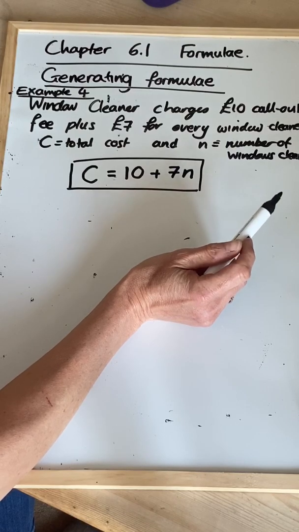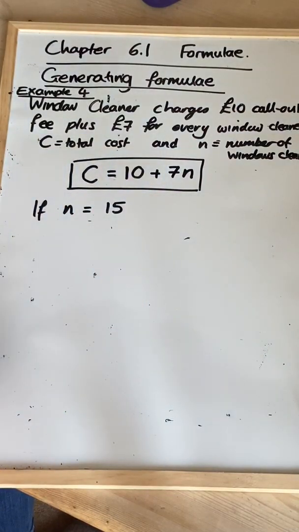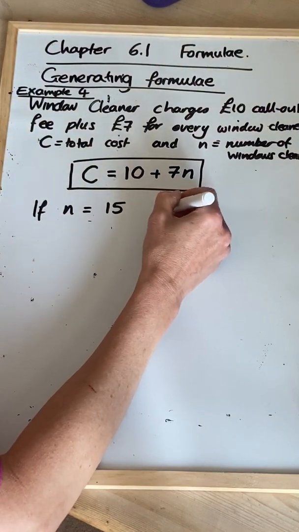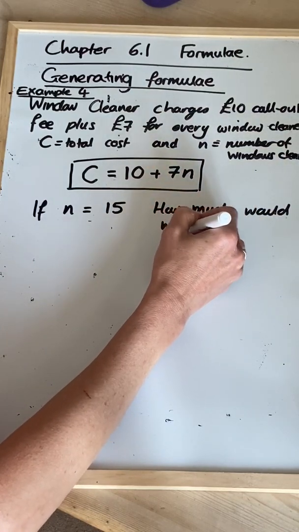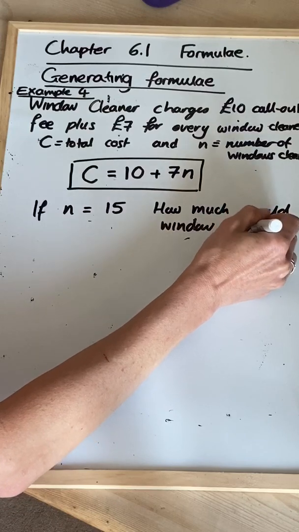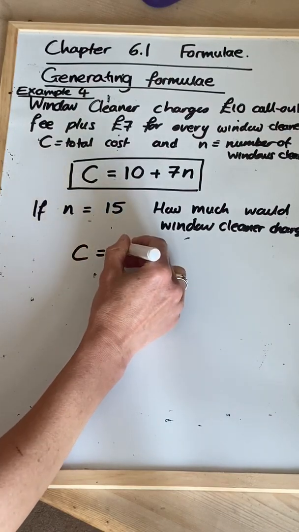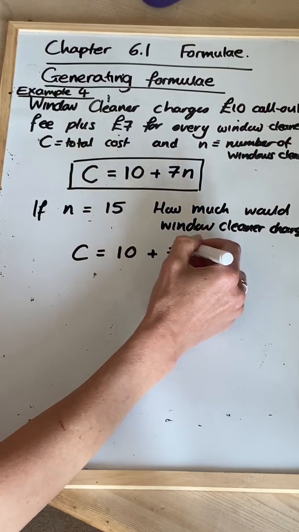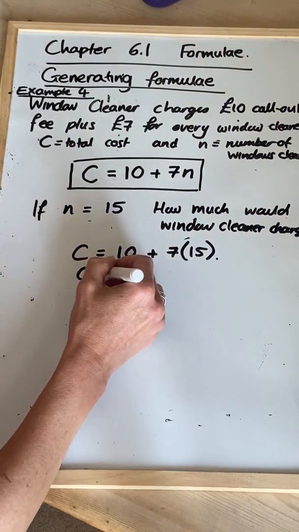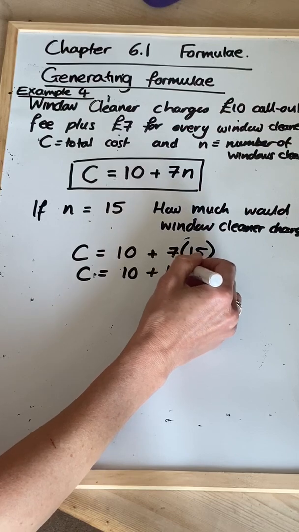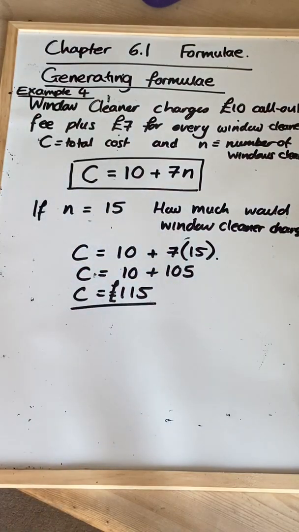If there was a very, very big house, if n equals 15, so a big house with lots of windows, how much would the window cleaner charge? Let's do that as an example. So our example would be C equals £10 call out charge plus 7 times 15. 7 times 15 I think is £105. So in total it'd be 10 plus 105. Quite a lot of money to get your windows cleaned. The cost would be £115.